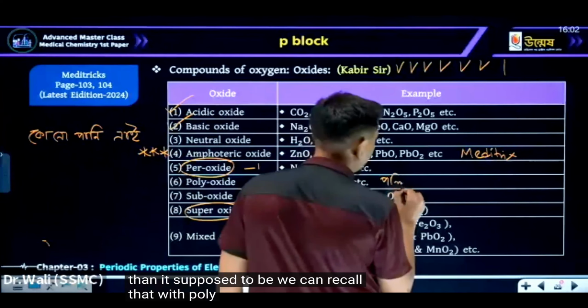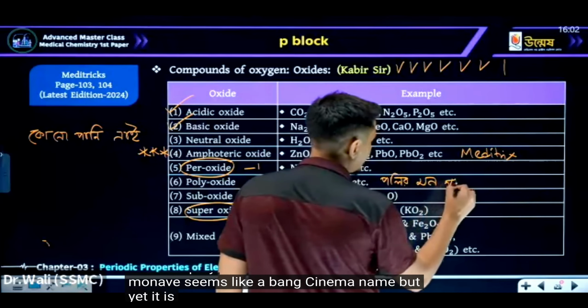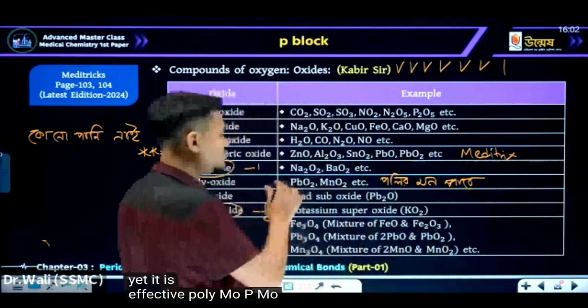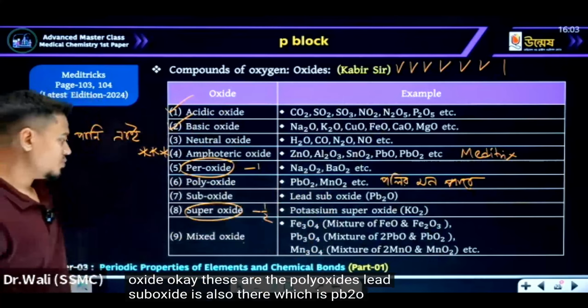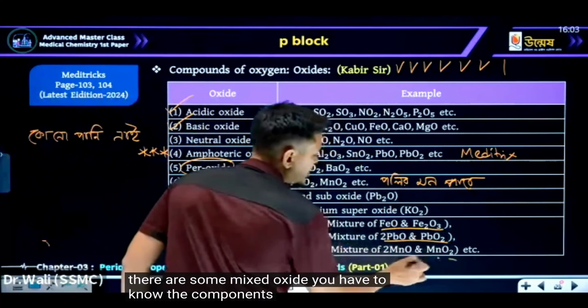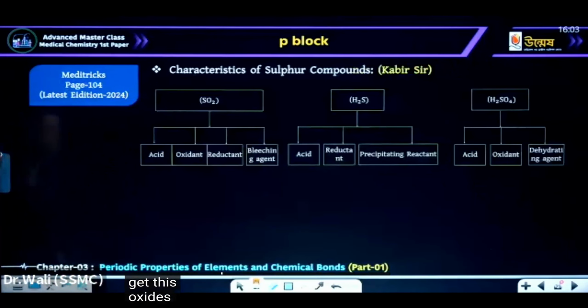We can recall that with Polyet mon pabe. It seems like a Bangla cinema name, but yet it is effective. Polyet mon pabe. Mon, manganese oxide, pabe, lead oxide. Okay, these are the polyoxides. Lead suboxide is also there, which is Pb2O. And there are some mixed oxides. You have to know the components that are mixed to get these oxides.